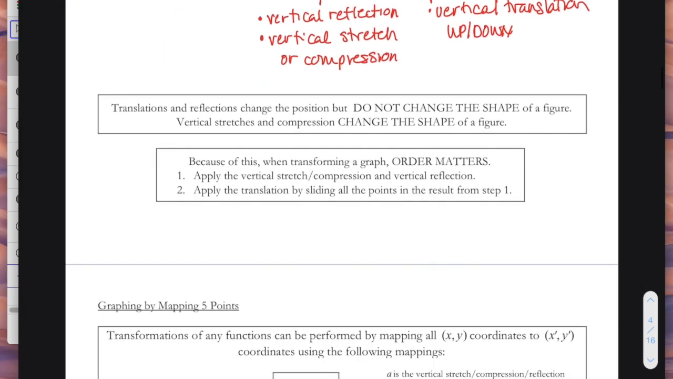Just a couple of notes. So translations and reflections slide the position but do not change the shape, whereas vertical stretches and compressions change the shape of a figure. Okay, so here's another big fact. Because of this, when transforming a graph, order matters.